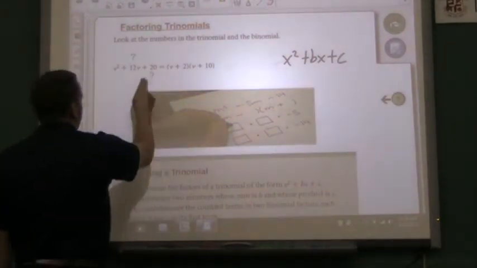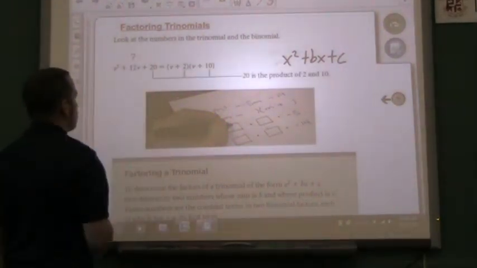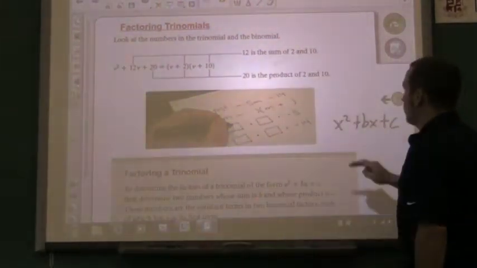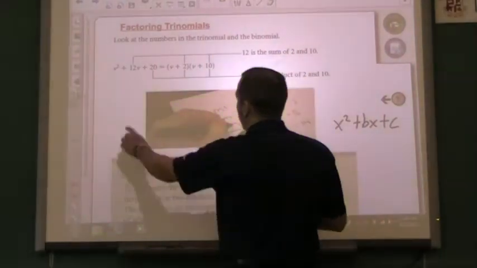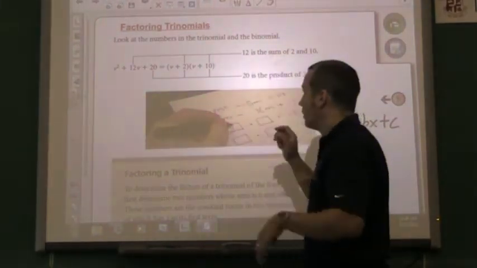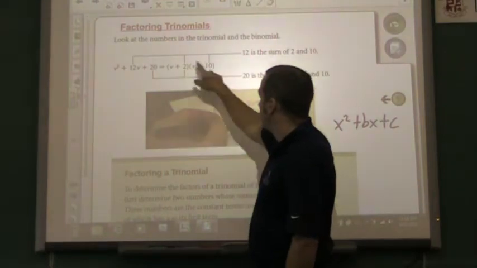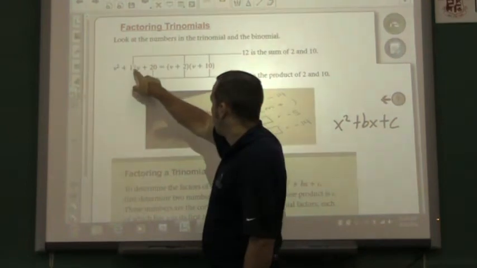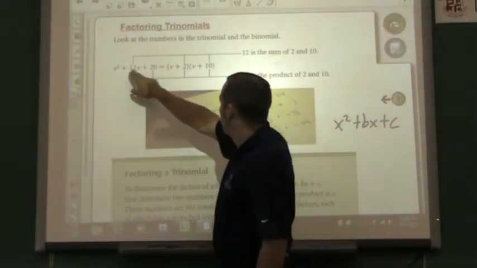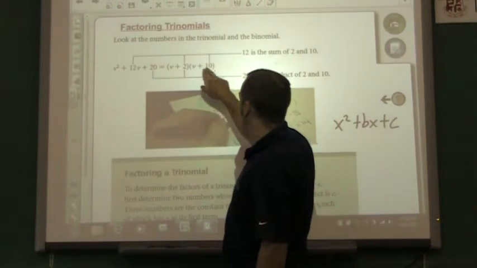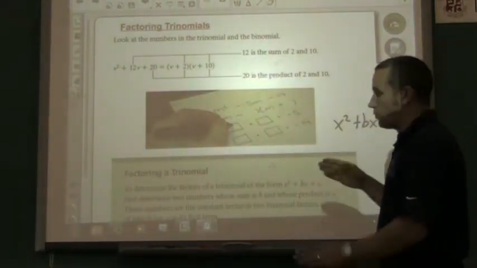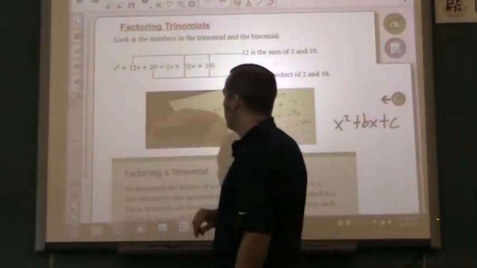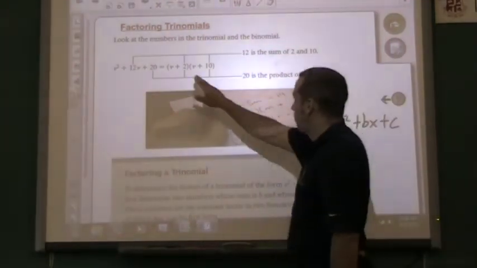A trend that you're going to see: if you look at our trinomial, our answer, and you look at the 2 binomials that went together to make it, the middle term here, or the b, 12, was what you get when you add 2 and 10, the 2 numbers on the end of your binomial. And then your last number, 20, is what you get when you multiply 2 and 10 together.